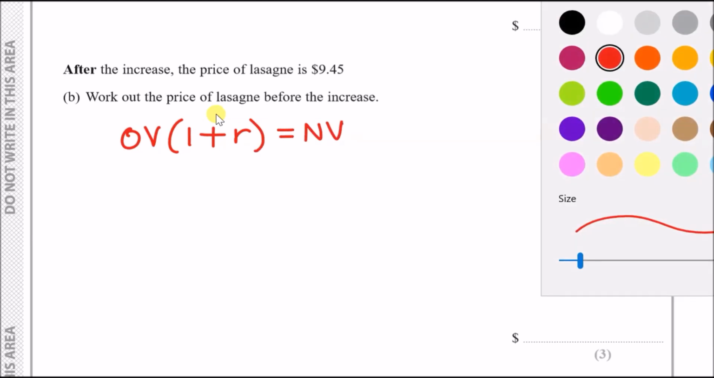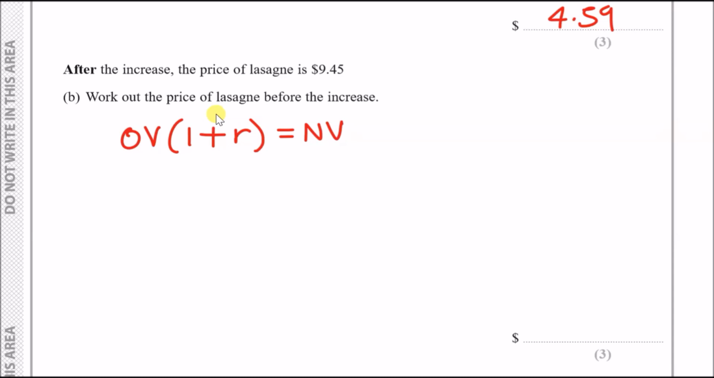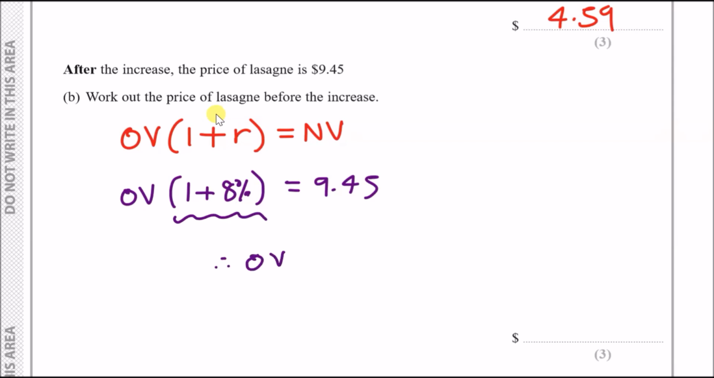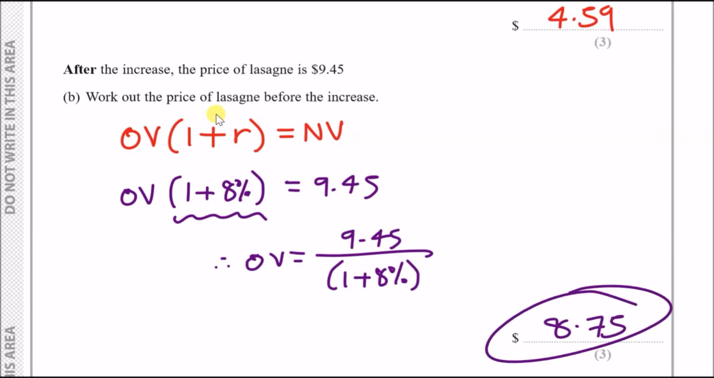Well, using all the values we got, since we're trying to find the OV value, we can say that OV times 1 plus 8% must give us $9.45. So all we do is literally just divide this part across and make OV the subject. So therefore, OV equals 9.45 over 1 plus 8%. Just put that in your bracket, put that all in the calculator exactly as it is. Don't do any middle steps, yeah? And when you do that, you should just get a straight up answer of $8.75.